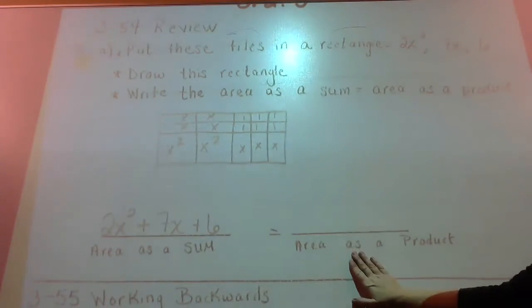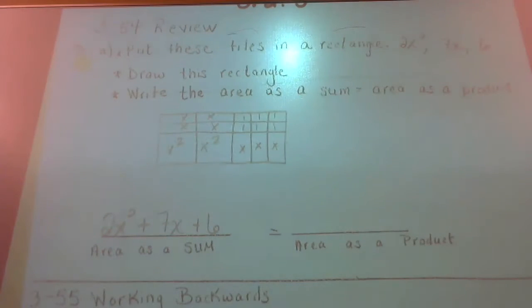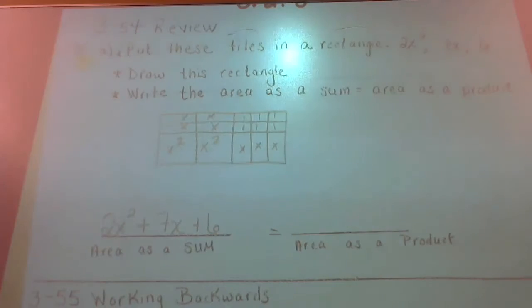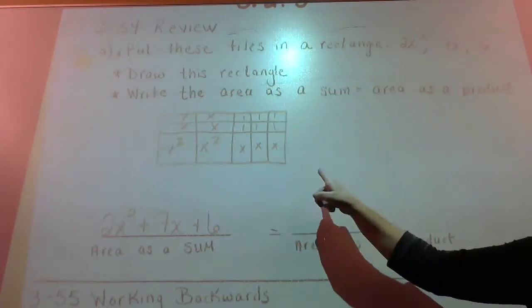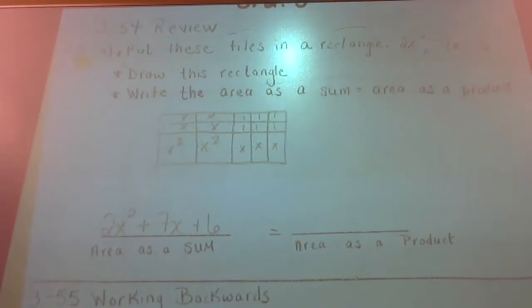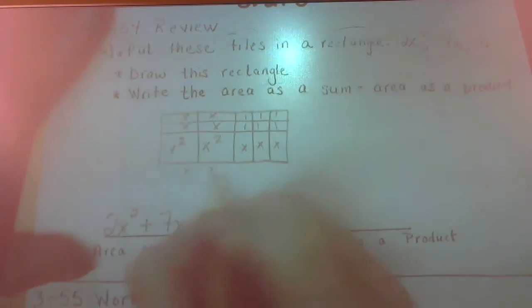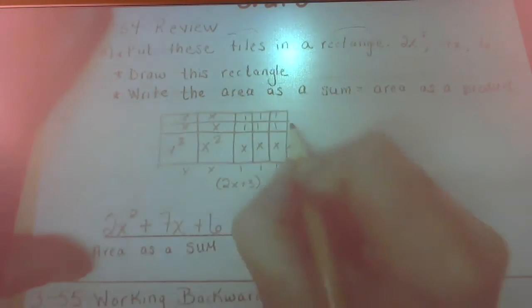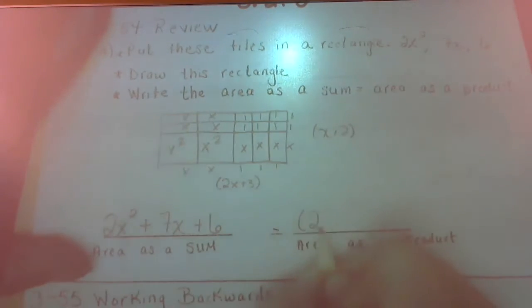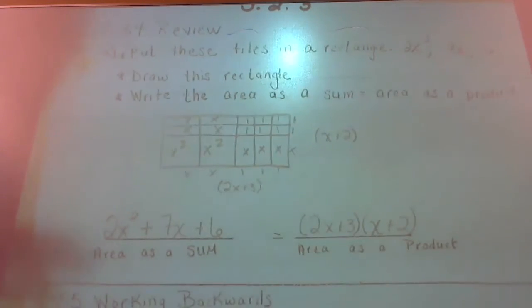Now let's look at area as a product. Well, remember, product means what? Think of your operations: add, subtract, multiply, divide. Multiply. So I am taking the base times the height. So I'm going to write this one out here. So that's x plus x. I'm going to make that one clear. That's a 2x plus 3. And we decided that one was an x plus 2. So my base is 2x plus 3, and my height is x plus 2. Okay, that's what we did last week.